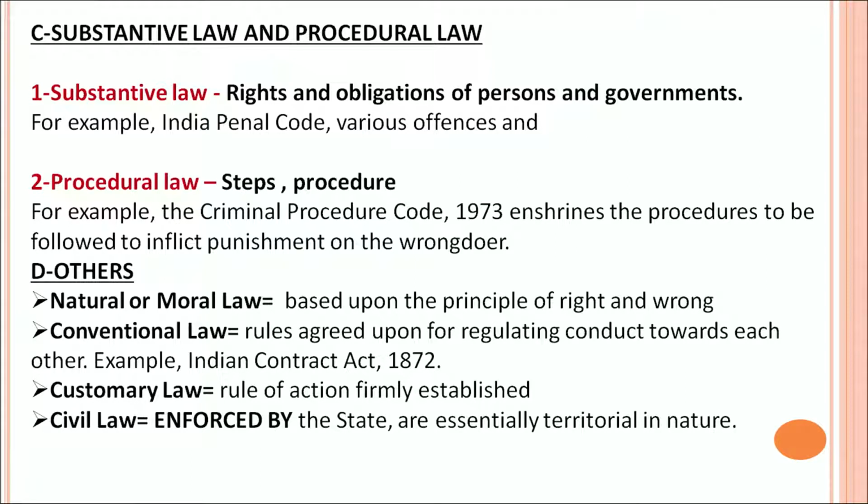Say, for example, the Indian Contract Act. Customary law is the rule of action which is firmly established. The civil law is enforced by the state and is essentially territorial in nature. So these are the four types of classification which we have to keep in mind whenever we talk about the concept of law, because this basic understanding will tell you which law you are supposed to rely on in case of any wrong, and how you are supposed to get things done.